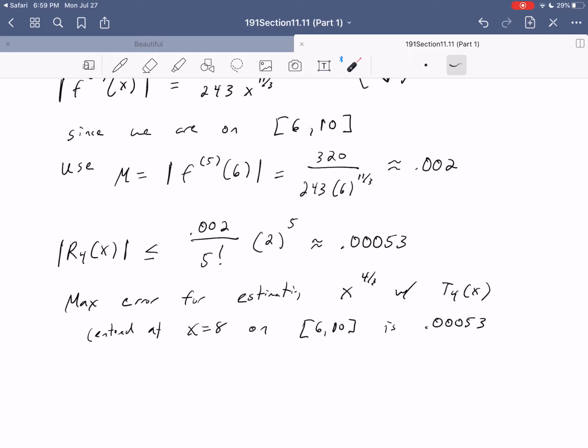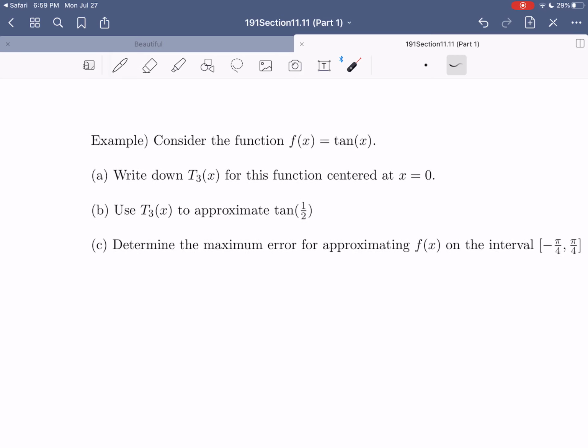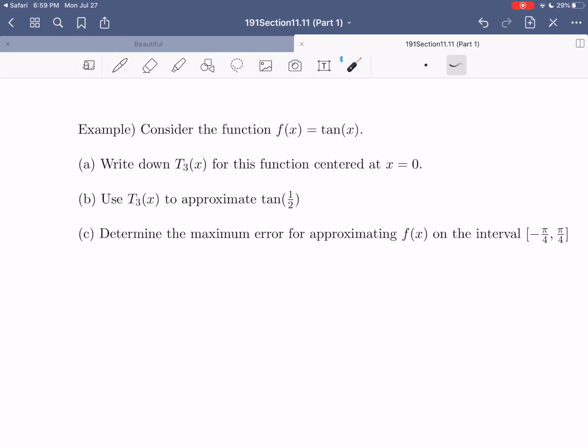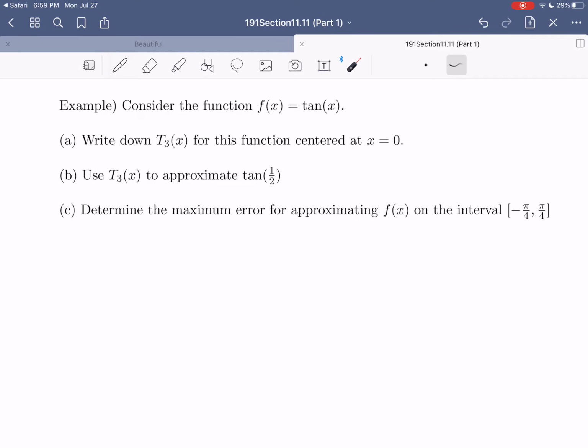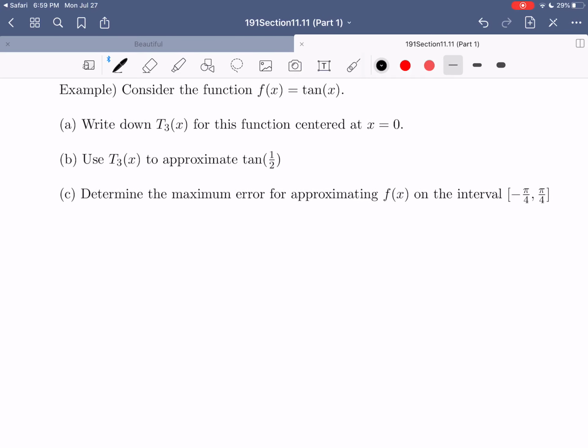All right, let's do one last example with another famous function. We never got a chance to build a full Maclaurin series for tangent. It is doable, but it's beyond the scope of our class. So let's build a small Taylor polynomial for it and look at its accuracy. So we're going to consider the function f of x equals tan x. We're going to write down T3 centered at x equals 0. So technically we're writing out the first few terms of the Maclaurin series, so I guess you could call it a Maclaurin polynomial. Then we're going to use T3 to estimate tangent of 1/2, and then talk about the maximum error for approximating on negative pi over 4 to pi over 4.